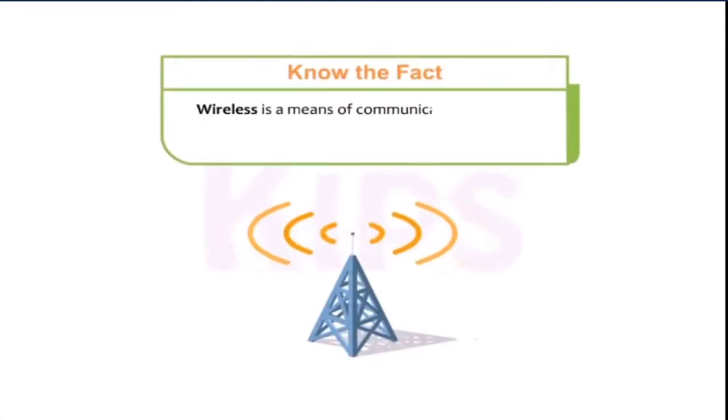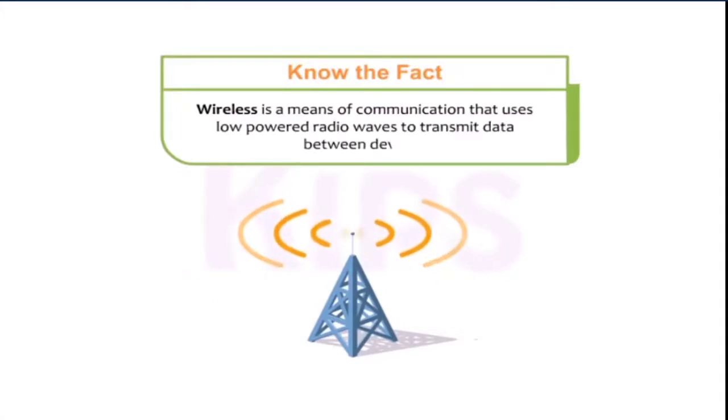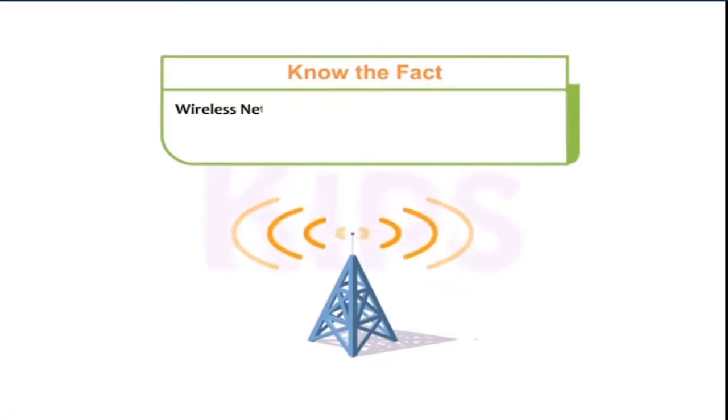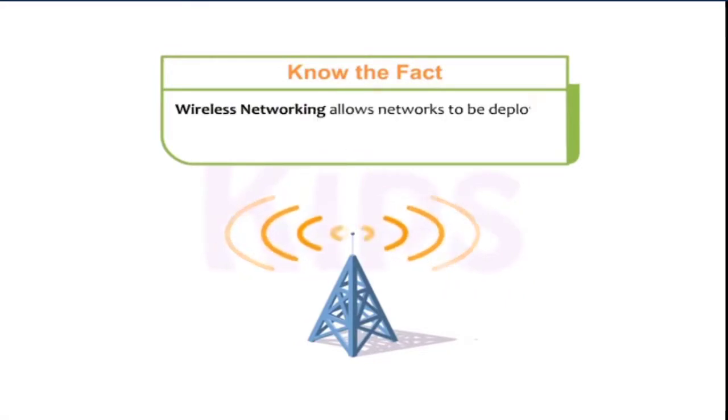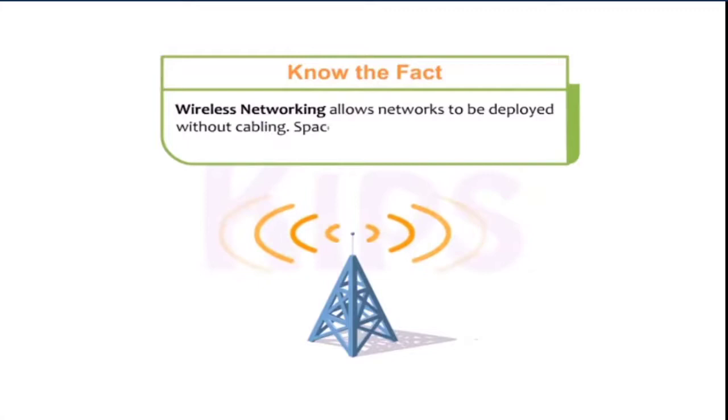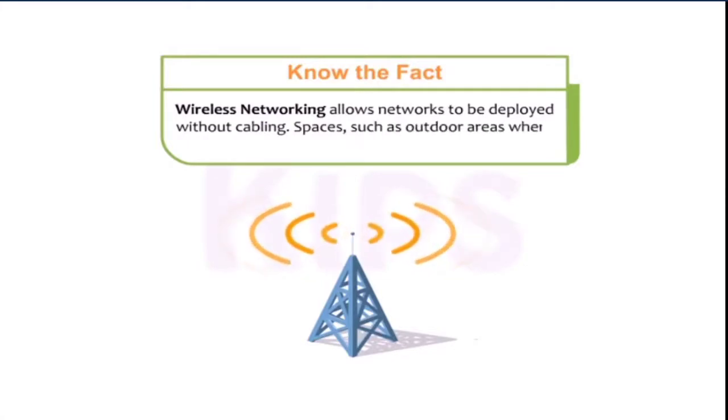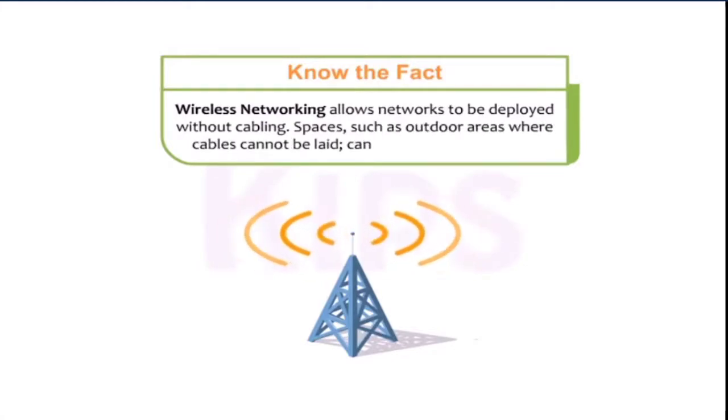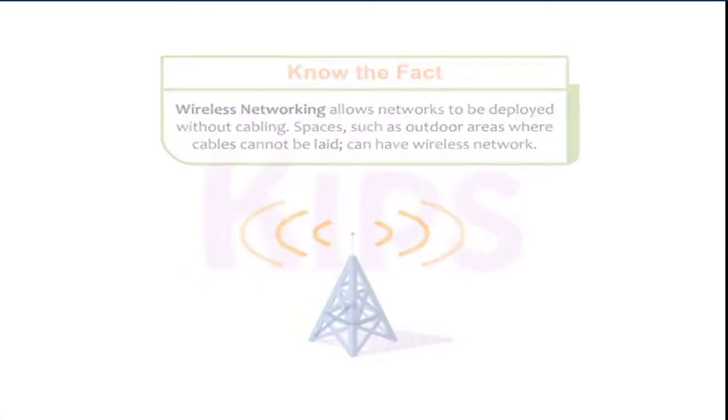Wireless is a means of communication that uses low-powered radio waves to transmit data between devices. Wireless networking allows networks to be deployed without cabling. Spaces such as outdoor areas where cables cannot be laid can have wireless network.